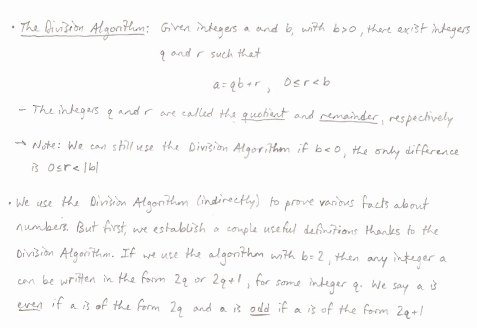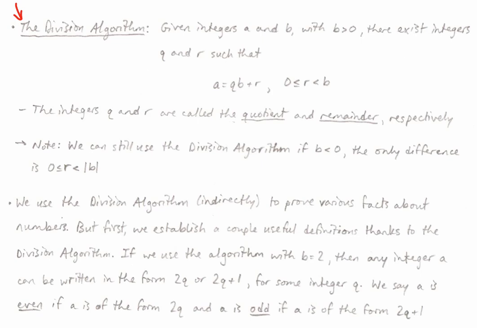So at the top here, we have the statement of the division algorithm, which says, given integers a and b, with b being positive, and we also typically assume that a is greater than b, there exist integers q and r such that a is equal to q times b plus r, where r is greater than or equal to 0, and r is strictly less than b. The integers q and r are called the quotient and the remainder respectively.